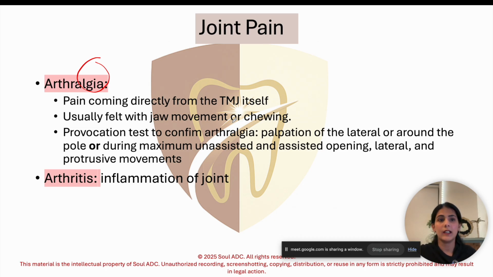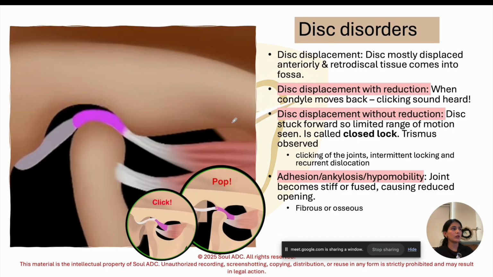Okay, great. So let's go ahead. The next one is disc disorders. Now, what happens with disc disorders? If you see, this pink part is your disc. That's your retrodiscal tissue. As the name says, retro means at the back, and discal because it is behind the disc. That's why. Okay.